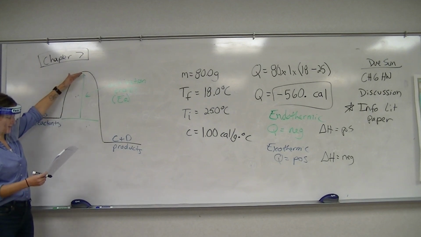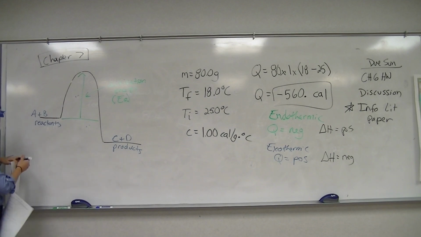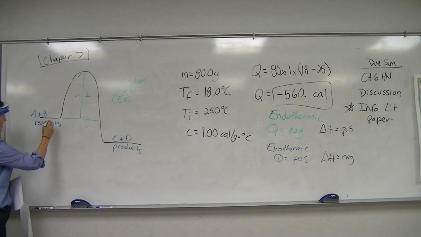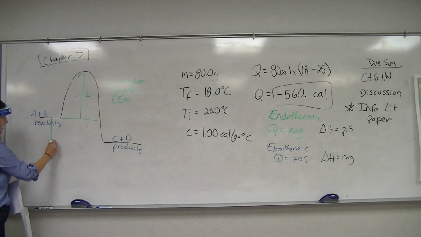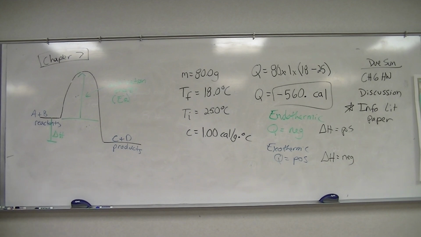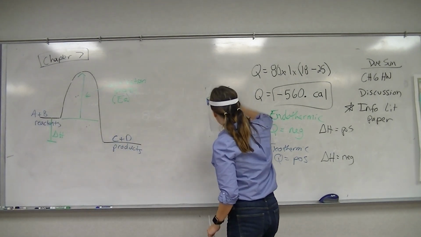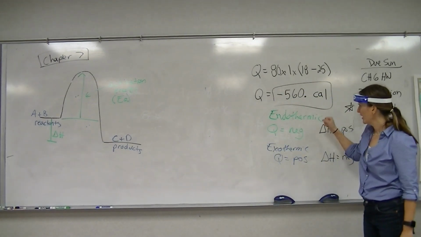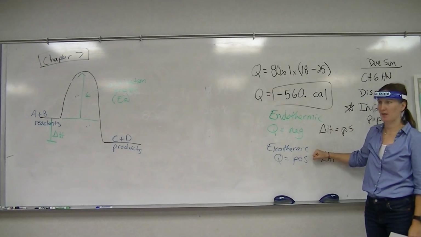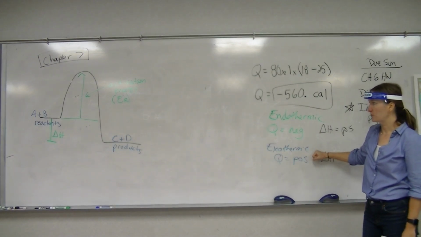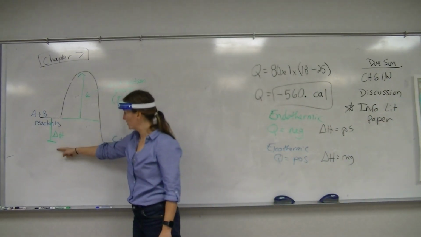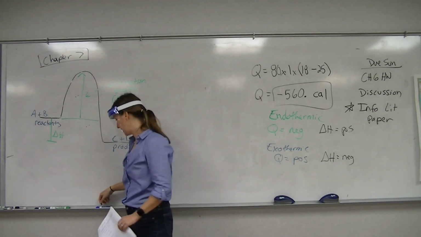And that's from where the reactants are to the top of the hump. That's that measurement there. Now this measurement, from the reactants to where the products are, that's my delta H. That's my change in enthalpy. So what is the change in enthalpy going to tell me? It's going to tell me if it's endothermic or exothermic. So I'm looking at the difference here.